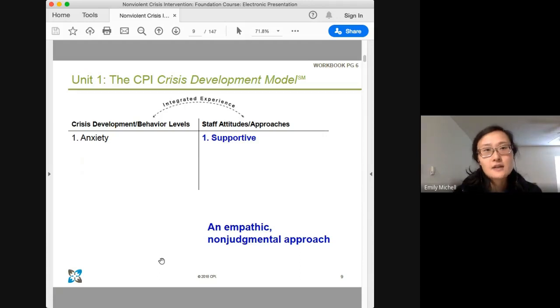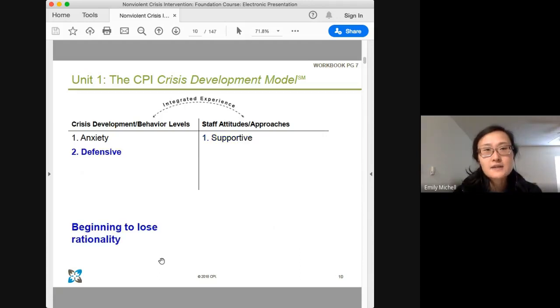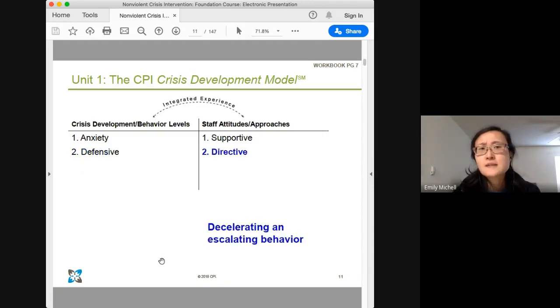The next level that we see in this model is going to be defensive, and so students are going to begin to lose that rationality. When we see them at this level, staff are going to want to respond in a directive manner, which is decelerating an escalating behavior. Something to note for this, if you have been through our blended version, you might see a note or you might see a difference in language, but it really means just the same thing. The levels still will be the same.